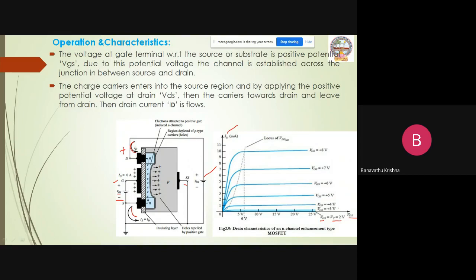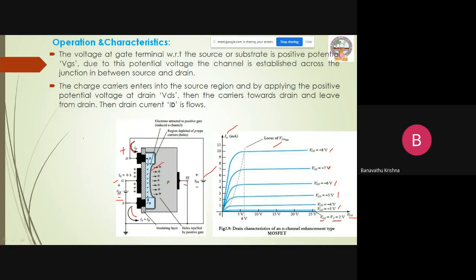By increasing this VGS voltage like this, the channel is established. The channel is created here, in between source and drain region. Again, for different values of VGS, varying from 0 to the maximum voltage, the current will automatically increase like this.